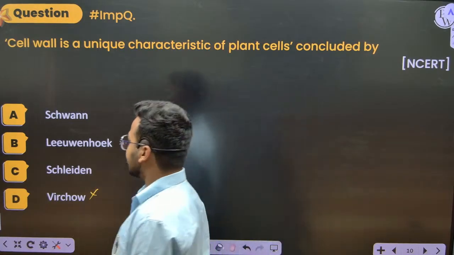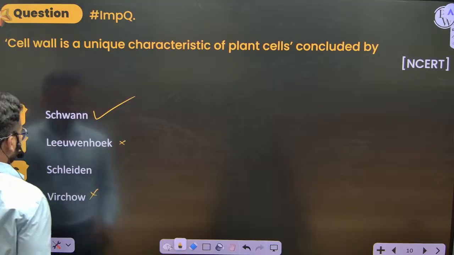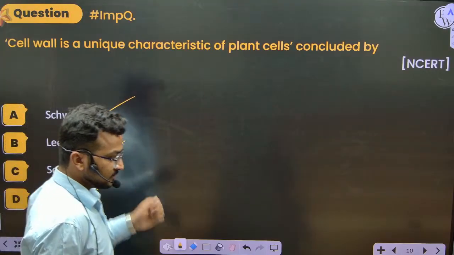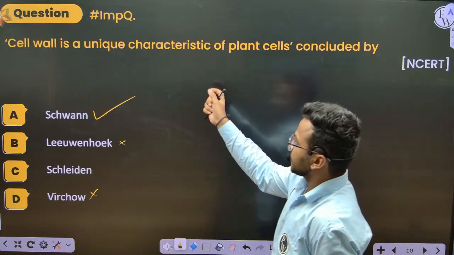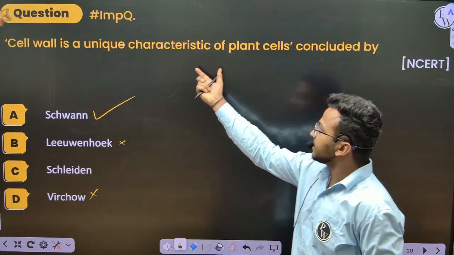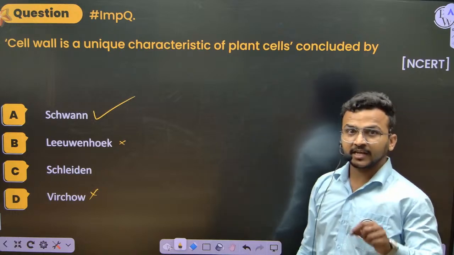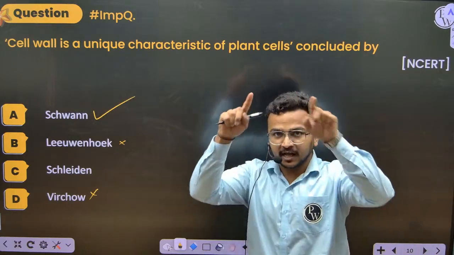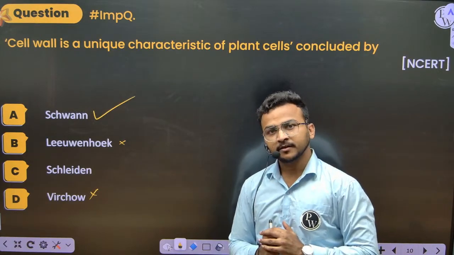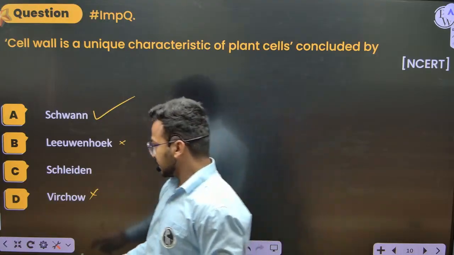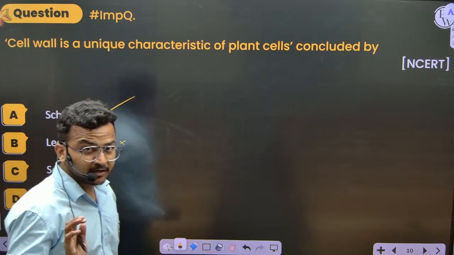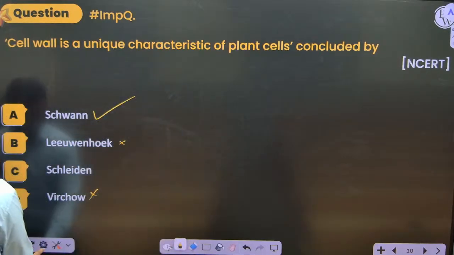So here the answer will be Schwann. So that is Matthias Schleiden, the one who gave the cell wall as a unique characteristic, where he observed the plant cell and saw another layer upon the cell membrane. That is nothing but, here it is Schwann, the one who gave that. Now if you want, we'll go with the NCERT lines also.